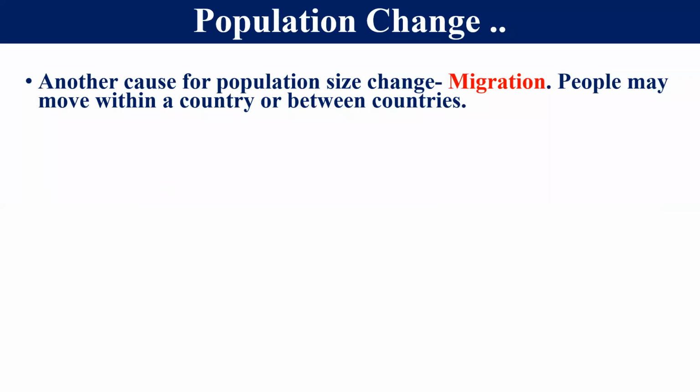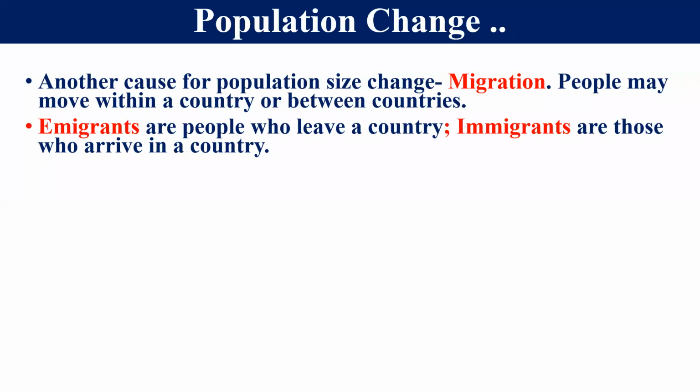Another cause of population size change is migration, which I have already told you about. I have given you the definition: the movement of people from one place to another is called migration. There are two types, internal and external, or international. People move within a country, and sometimes they move out of the country, from one country to another.